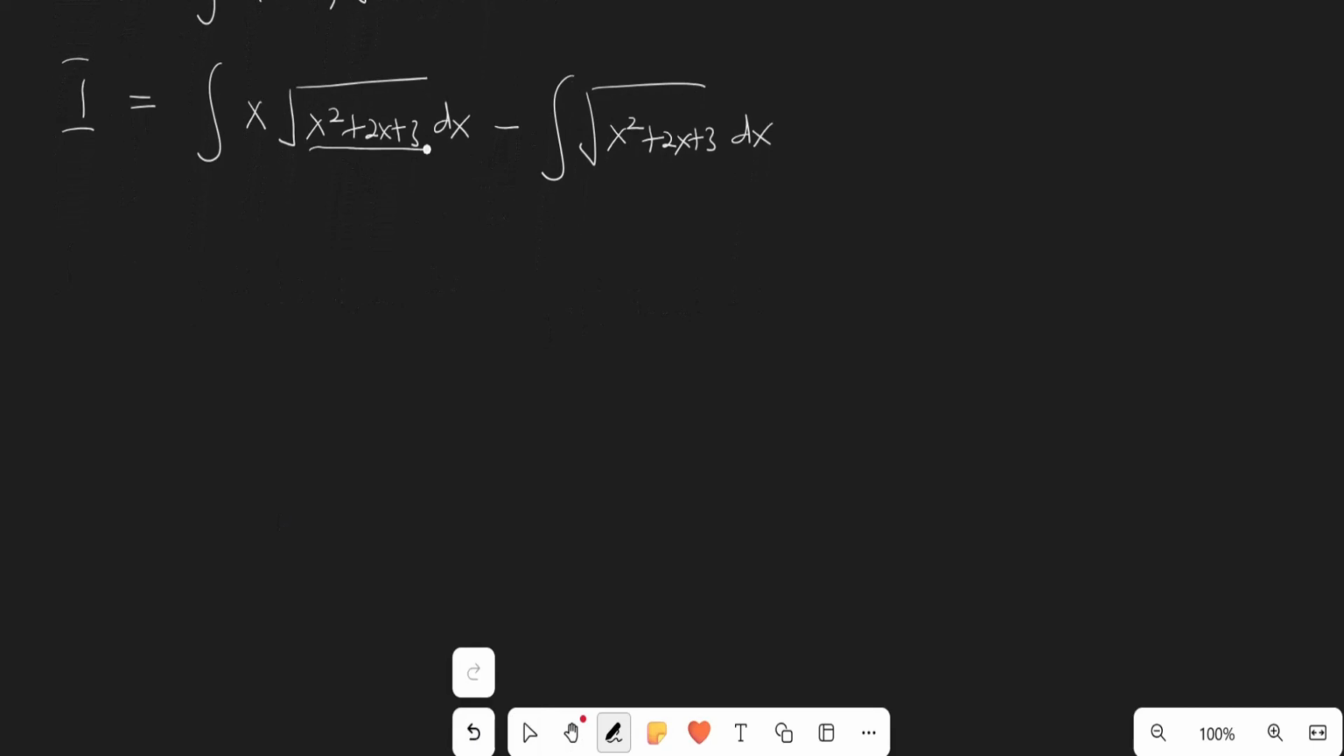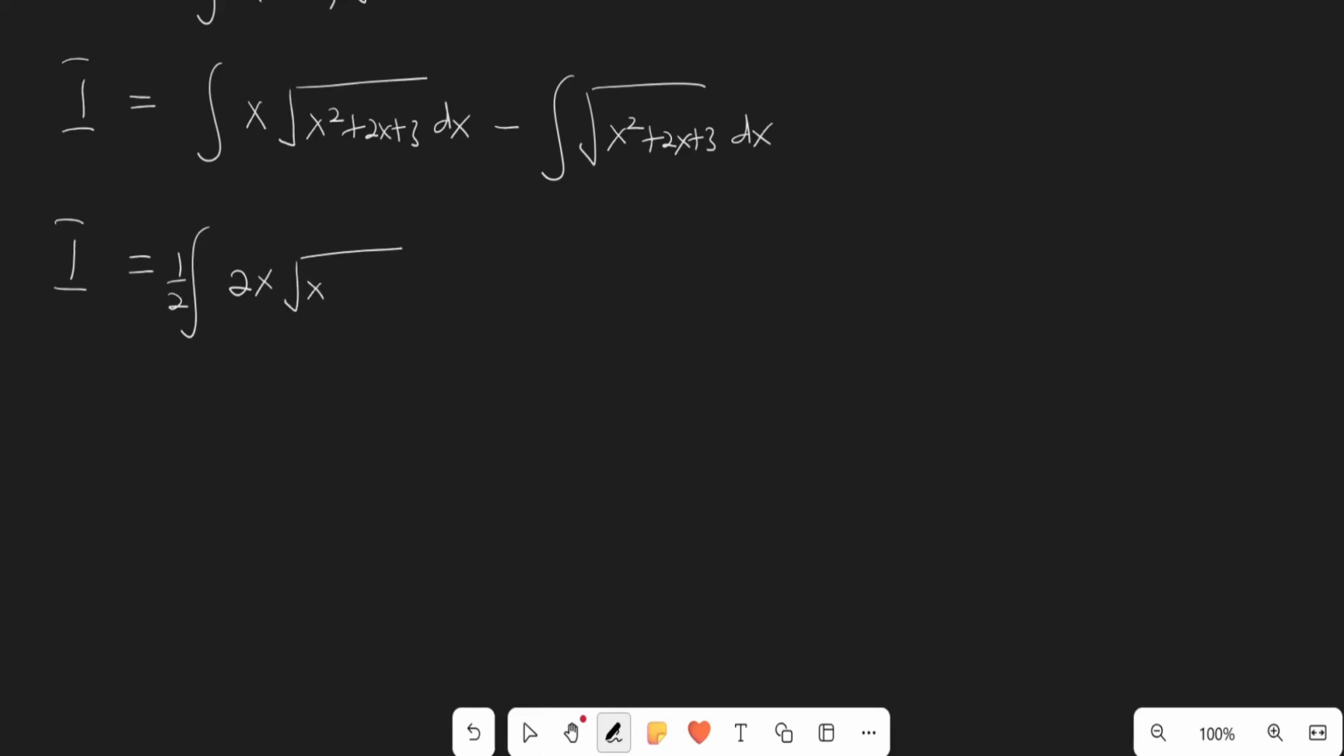Now let's look at this one again. The differential of this one is 2x plus 2, right? So we have to get something like 2x plus 2 outside the square root. In order to get 2x plus 2, what we have to do is first of all multiply this integral by 2. So let's do that. Multiplying it by 2, we have 2x. But we can't just multiply by 2. We have to nullify the 2 by dividing the integral by 2.